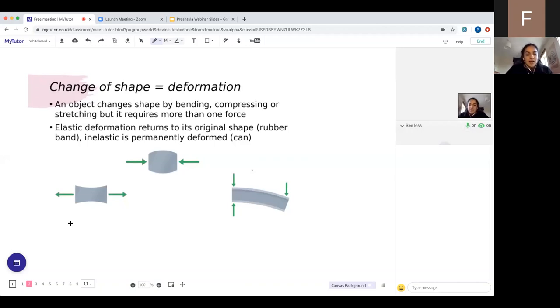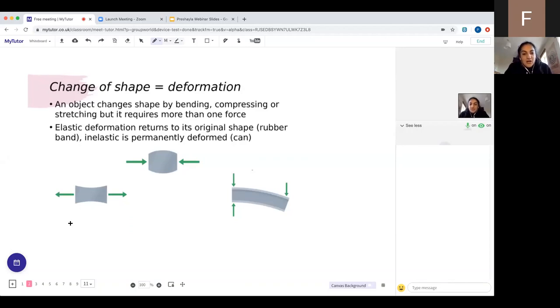And we talked about change of shape. It has a special word, which is deformation. It's a key term that you need to know, and it basically just means changing shape. So it doesn't mean damaged or defective, it just means changed in shape.